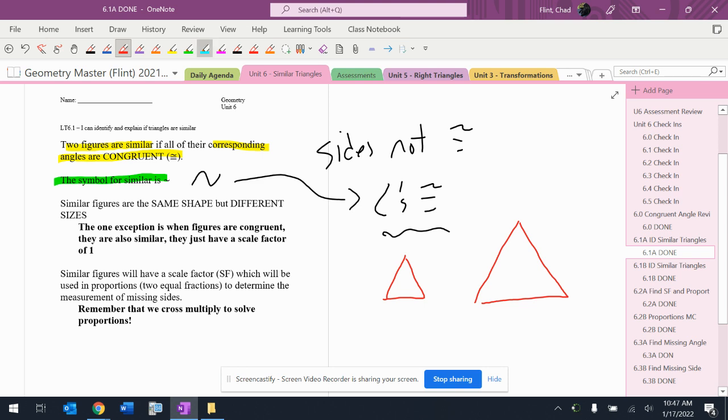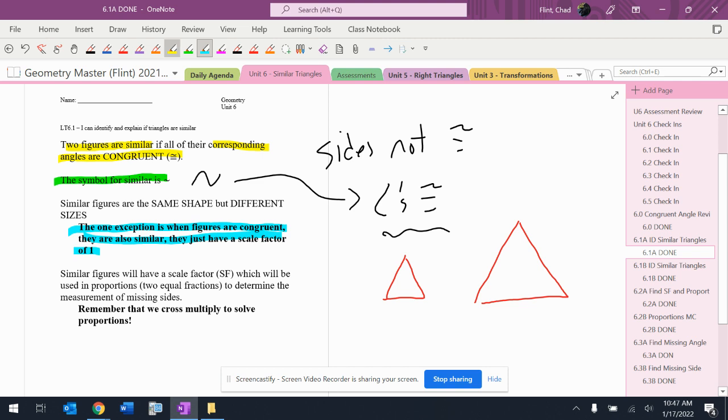There is one tiny exception to look for, and if you do take a Regents exam or a final, it loves to toss this in there every once in a while. Figures that are congruent are similar, but their scale factor is 1. Not something to really stress out about, but it does pop up every once in a while.